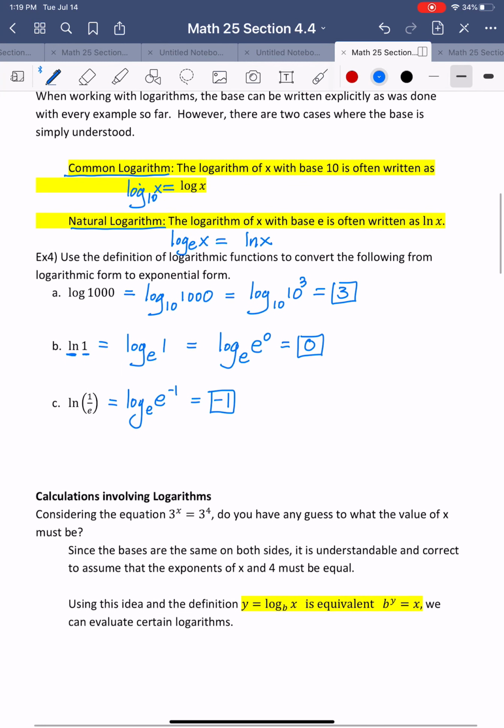Calculation involving logarithm. Considering the expression 3 to the x equal to 4, do you have any guess what the value of x must be? Since the bases are the same on both sides, it is understandable and correct to assume that the exponents x and 4 must be equal. Using this idea and the definition y equal to log base b of x, which is equivalent to b to the y power equal to x, we can evaluate certain logarithms.